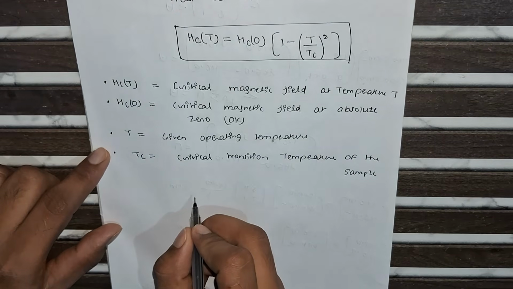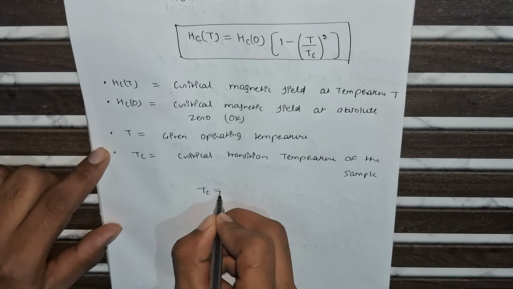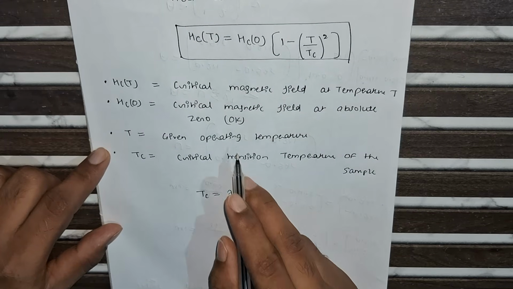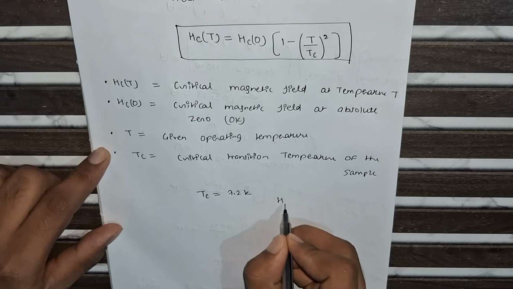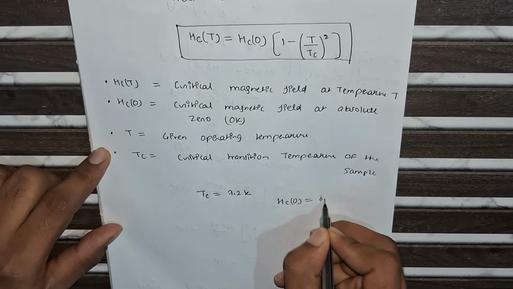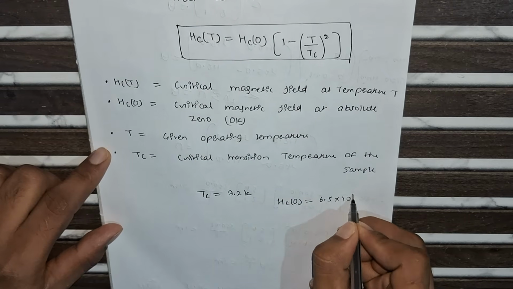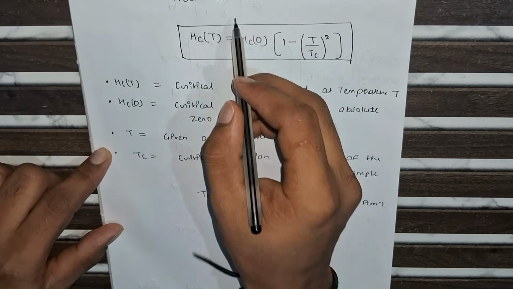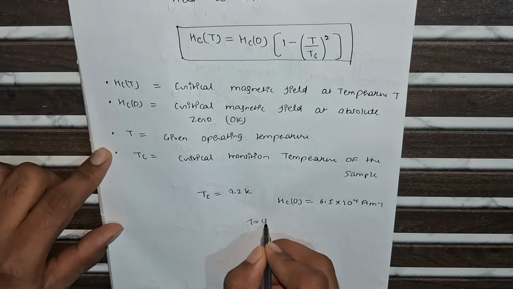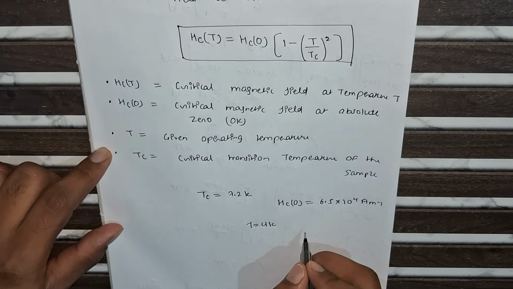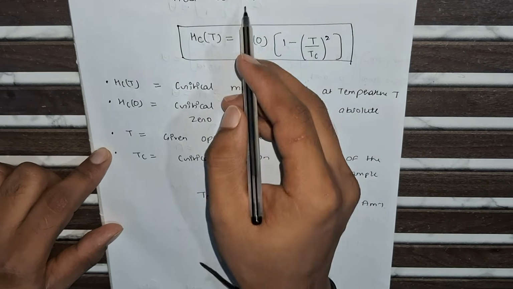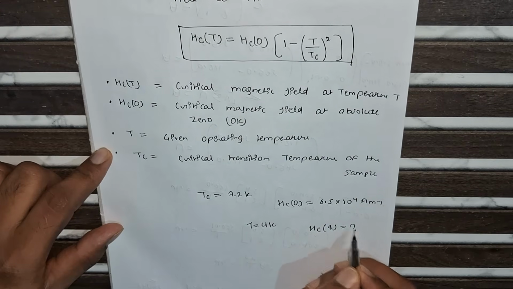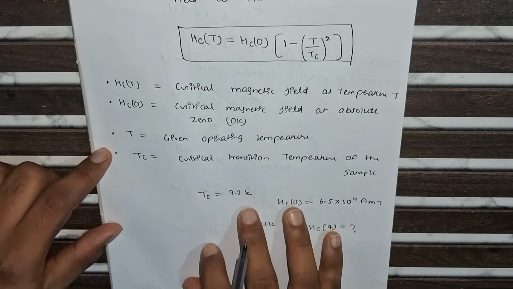So what is the critical temperature which is given here? TC equals 7.2 Kelvin. And what is the critical magnetic field at 0 temperature, which is HC at 0, equals 6.5 into 10 to the power 4 ampere per meter. And what is the given operating temperature, which is 4 Kelvin. So T equals 4 Kelvin, and we need to find the critical magnetic field at temperature T, which is 4 Kelvin. So we need to find the HC at 4 Kelvin temperature. We need to find this one. So now put all the values in this expression.